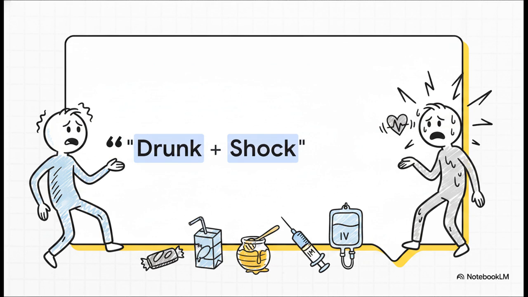If they're conscious, you give them rapid sugar immediately. Candy, juice, honey, whatever you have. Unconscious, you bypass all that and go straight to glucagon IM or IV dextrose, specifically D50.